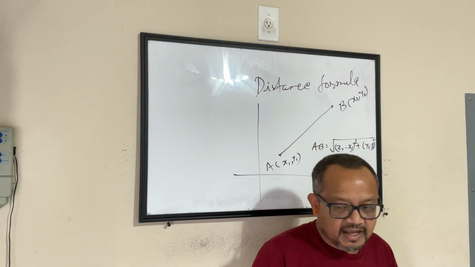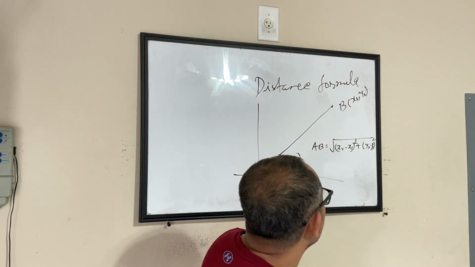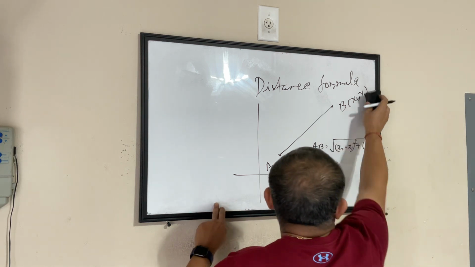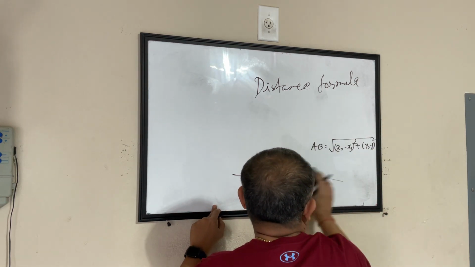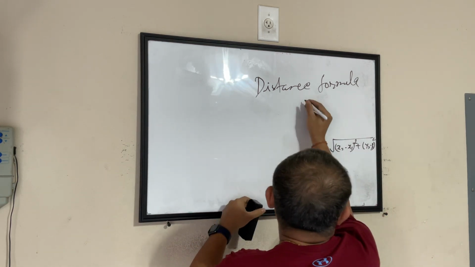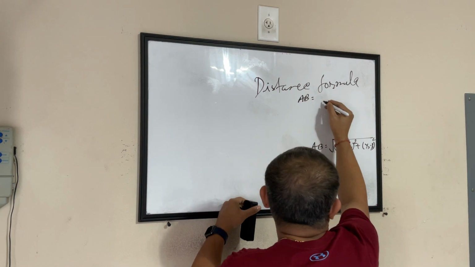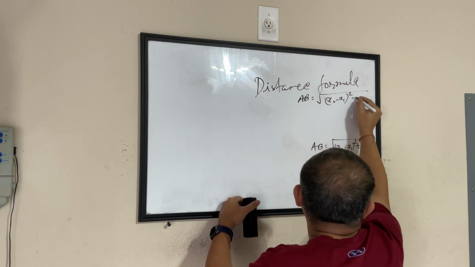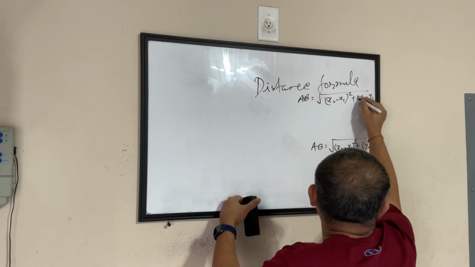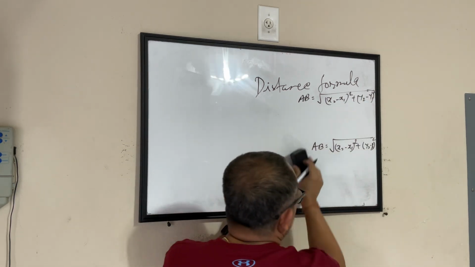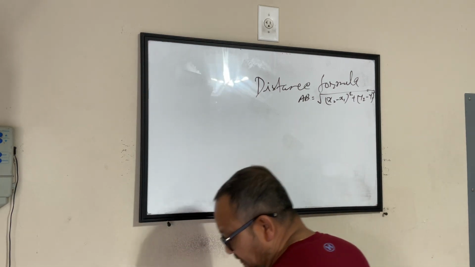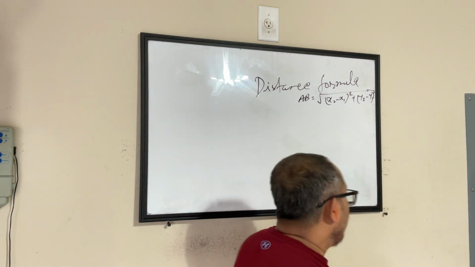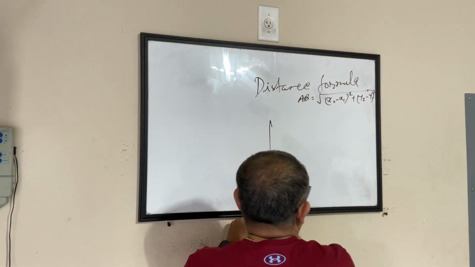And the second formula that we learned is called this. I'm just writing it here. AB equal to square root of x2 minus x1 square plus y2 minus y1 square. So this is distance formula. The second thing that we learned was called section formula. And section formula is like this.